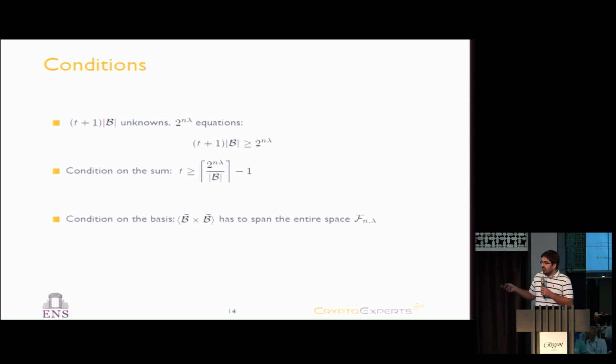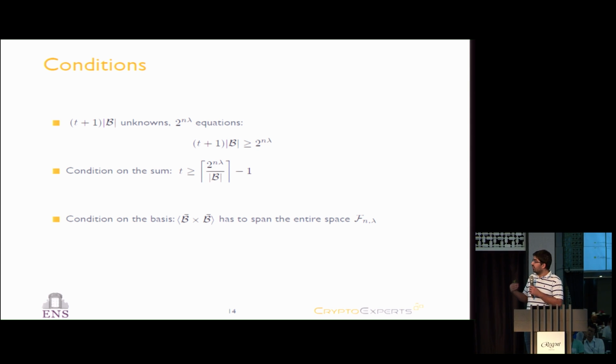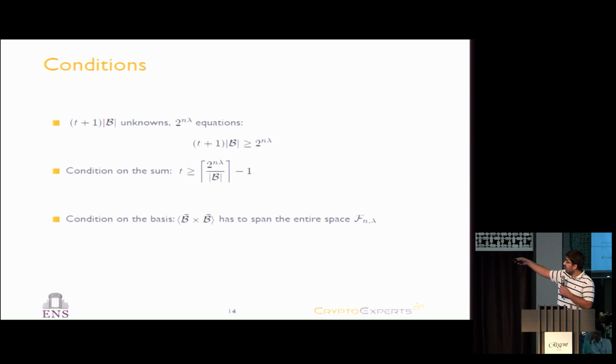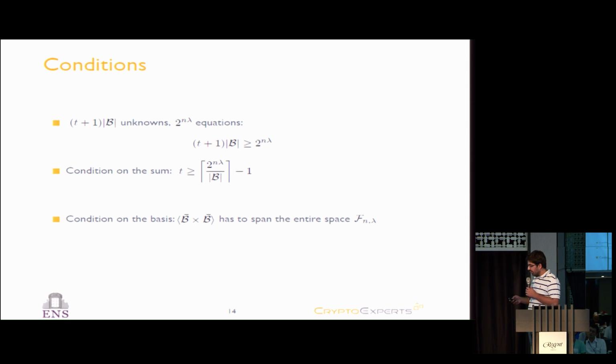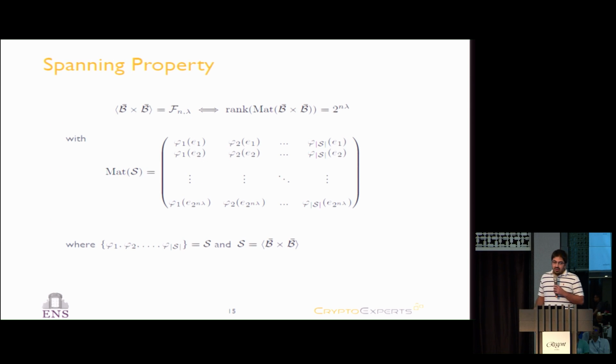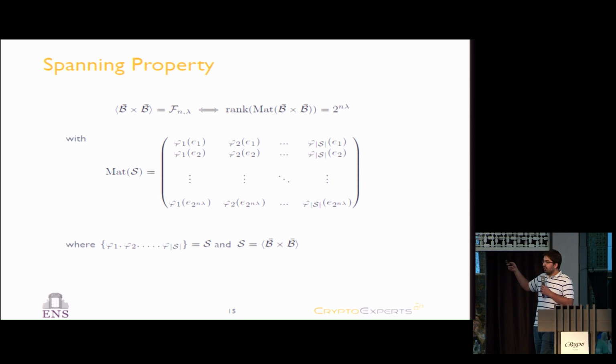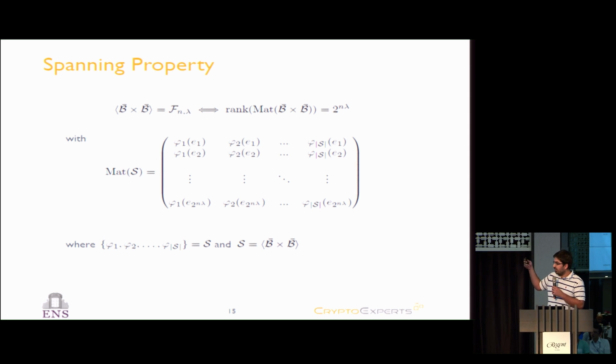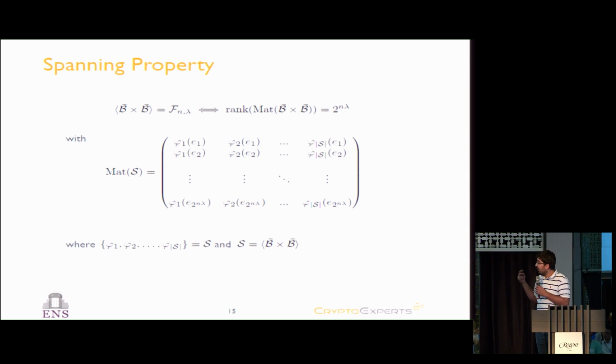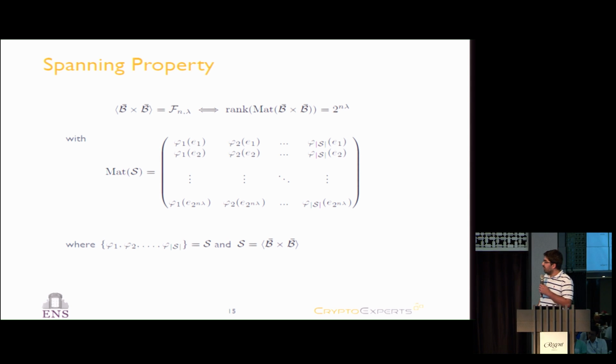It is interesting to notice that the bigger the basis you pick, the fewer decomposition products you will need for each coordinate function. And finally, in order to be able to reach every possible function, you need the span of all the products of elements in the basis B to span the entire space of possible functions. This condition can be seen as what we call the spanning property. It is equivalent to constructing the matrix of all possible products in your basis, and if this matrix is full rank, then your basis B satisfies the condition that you need.